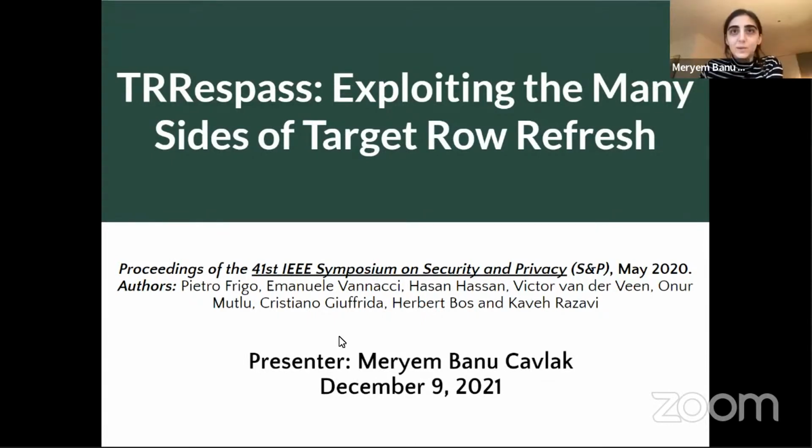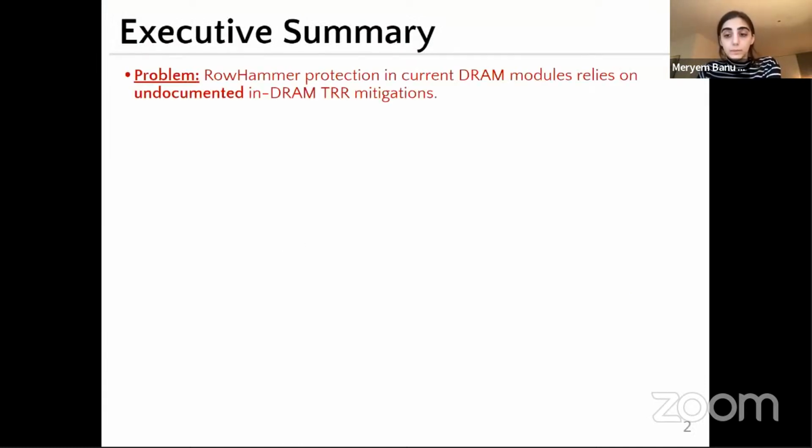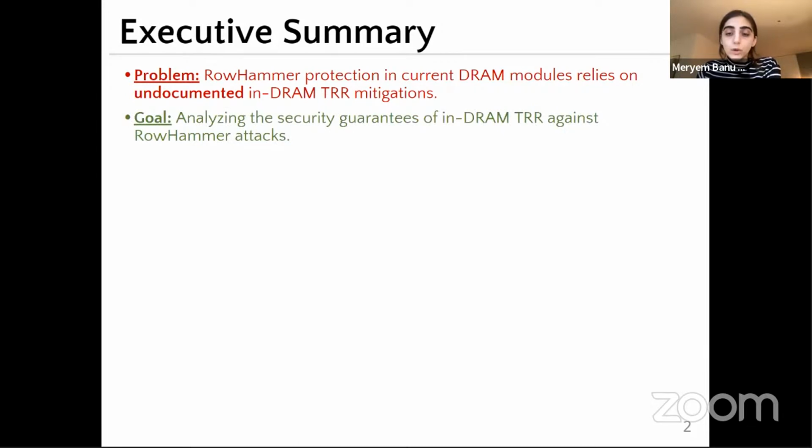Hi, Giray. Thanks for the introduction, and I will just present TRRespass, exploiting the many sides of target row refresh. And I will just begin with the executive summary. Even though RowHammer is a serious problem, the current protection mechanisms rely on in-DRAM TRR mitigation, whose implementation details are unknown. The goal is to prove or disprove the security guarantees of in-DRAM TRR against RowHammer attacks.